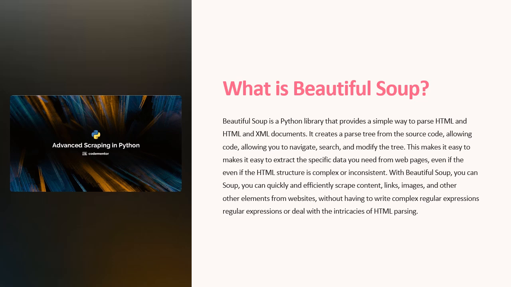What is Beautiful Soup? Beautiful Soup is a Python library that provides a simple way to parse HTML and XML documents. It creates a parse tree from the source code, allowing you to navigate, search, and modify the tree. This makes it easy to extract the specific data you need from web pages, even if the HTML structure is complex or inconsistent. With Beautiful Soup, you can quickly and efficiently scrape content, links, images, and other elements from websites without having to write complex regular expressions or deal with the intricacies of HTML parsing.